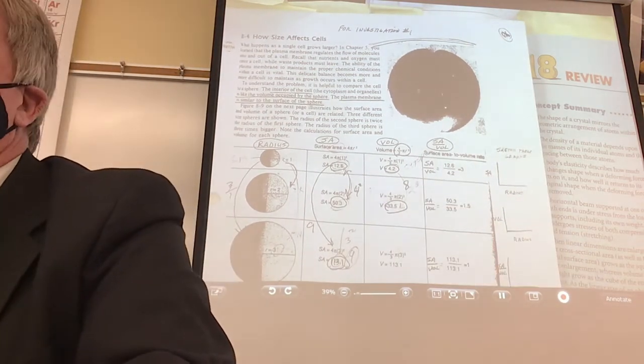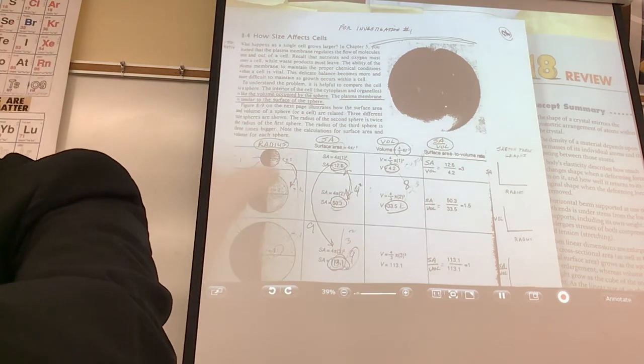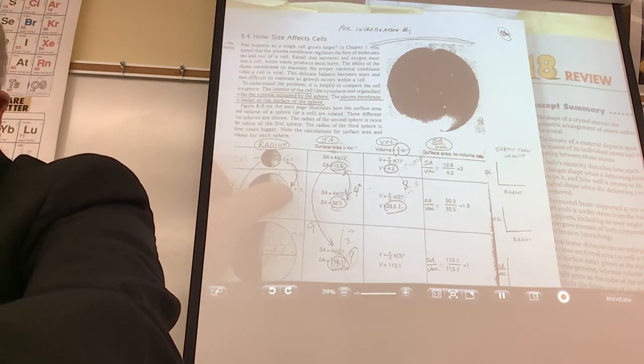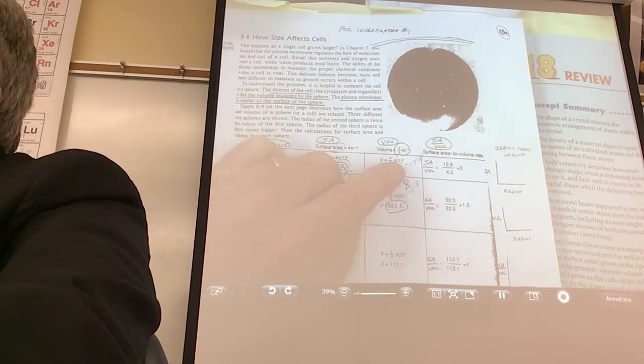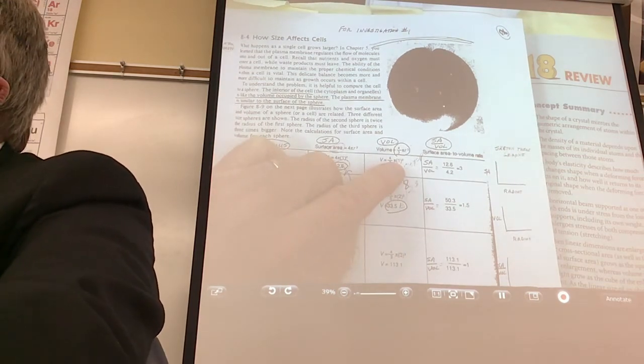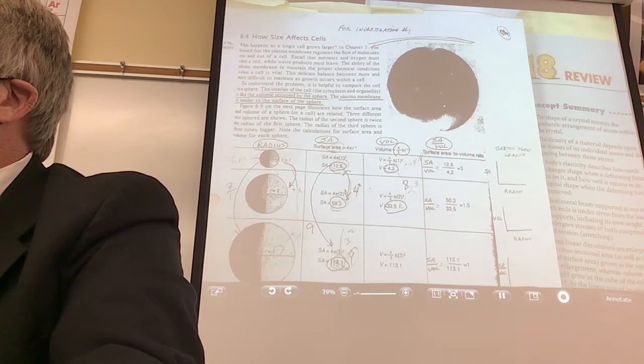So what happens in the one-dimensional world? You got 2 times bigger. The two-dimensional world got 2 squared times bigger. The three-dimensional world got 2 cubed times bigger. Let's do the next one.